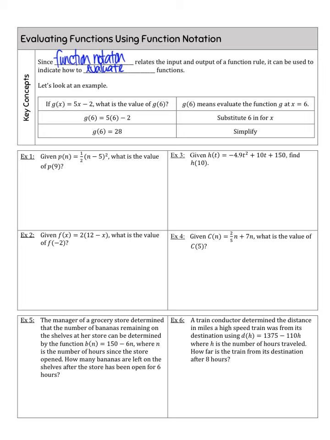In our first example, it says if g of x equals 5x minus 2, what is the value of g of 6? So what we're looking for is g of 6 means that we're going to plug it in every time we see an x. So on the next line, it says g of 6 equals 5 times 6 minus 2. They substituted in the 6 for our x, and then they evaluated the information to get the answer.